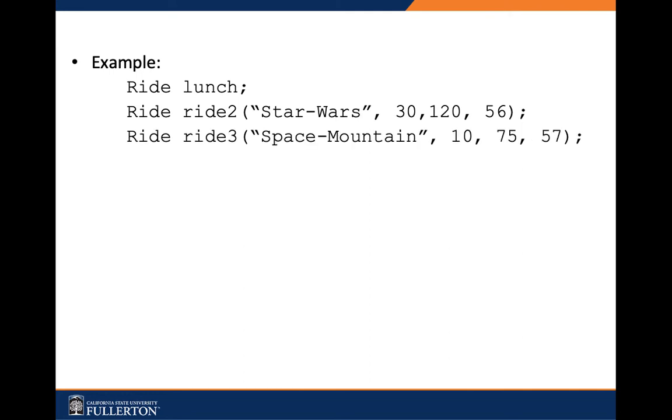So if we declare an object lunch which has no argument, then the default constructor will be called. If we declare another object write2 with 4 parameters, then the constructor with 4 parameters is called. If we declare a third object also with 4 parameters, again we will call the constructor with 4 parameters.